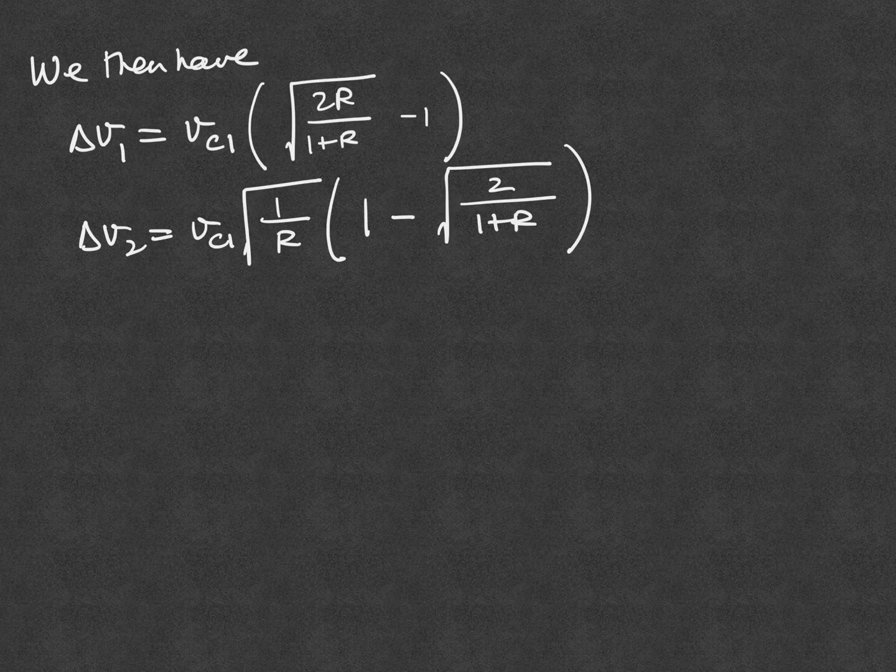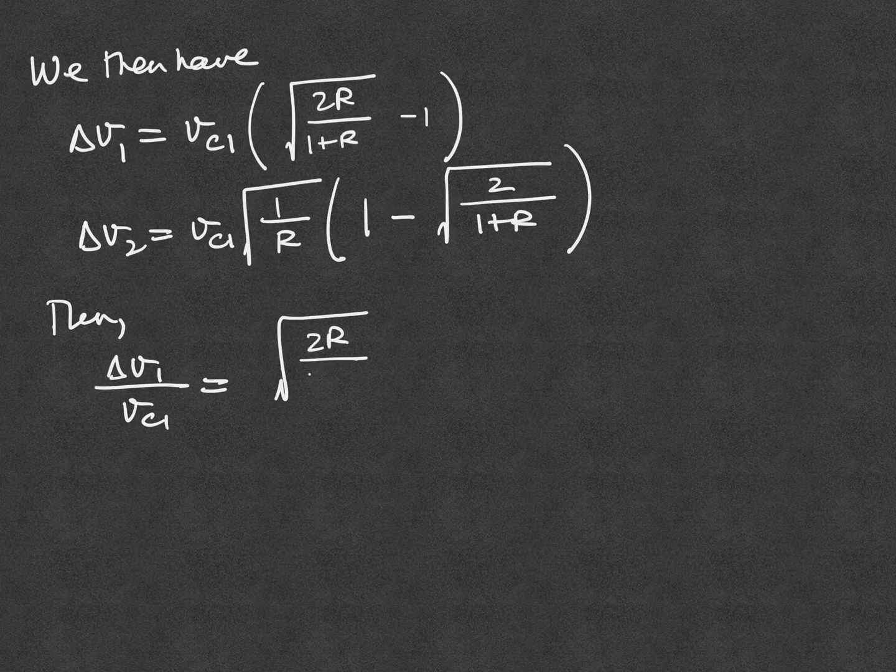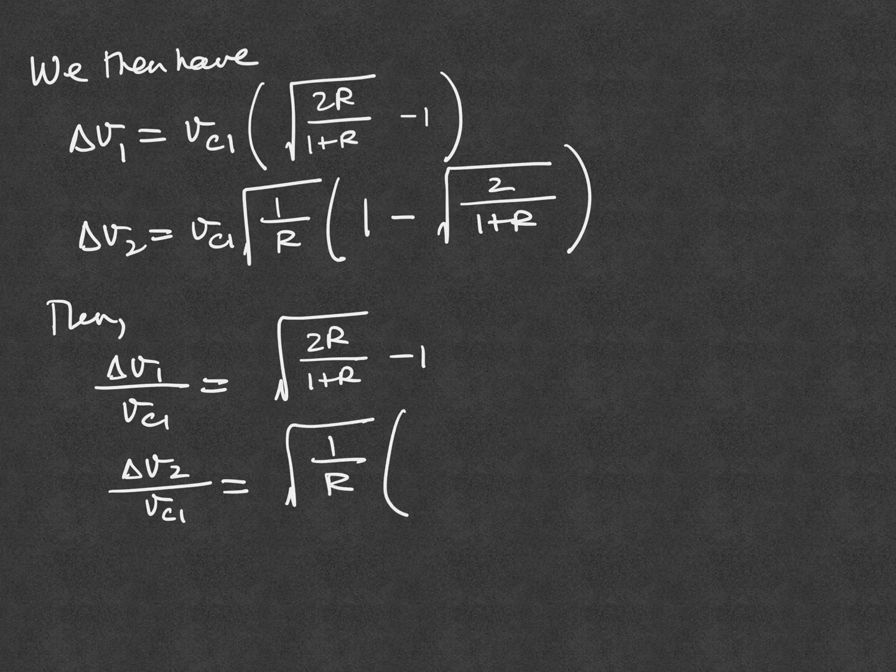Now we can add these together, and then we can divide through by VC1. We can do that in either order. So then delta V1 divided by VC1 is equal to the square root of 2r over 1 plus r minus 1, and delta V2 divided by VC1 is equal to the square root of 1 over r times 1 minus the square root of 2 over 1 plus r.